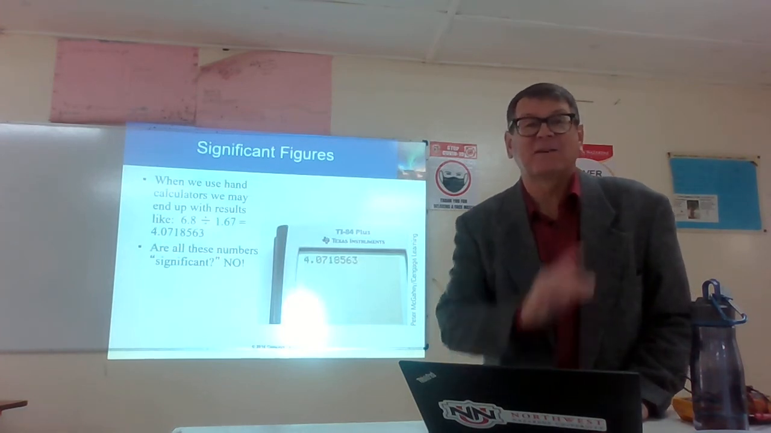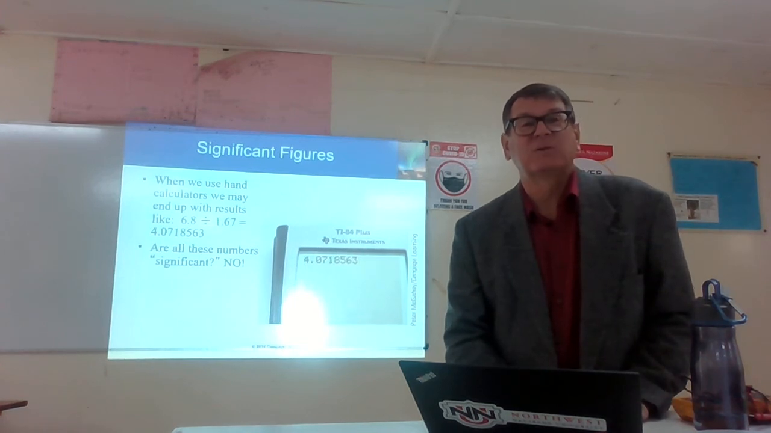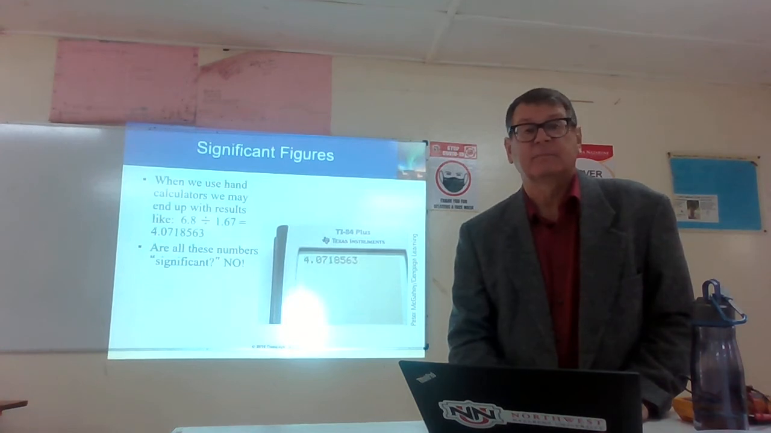I heard it somewhere back there. Don't be shy. What's the right answer? If for this question, 6.8 divided by 1.67, what is the correct answer? This is not it. So we round that second digit there. How would we round it, up or down? Up. So what's the right answer? 4.1. 4.1 is the correct answer.